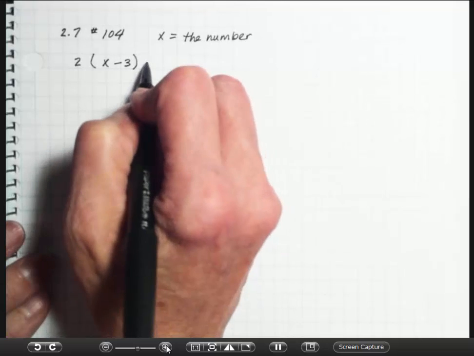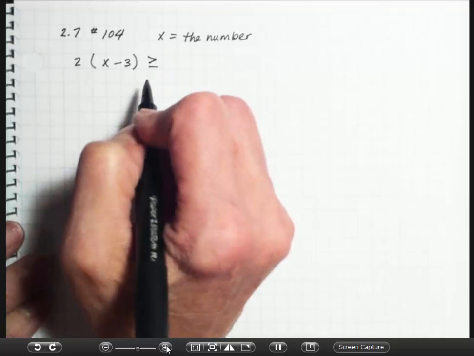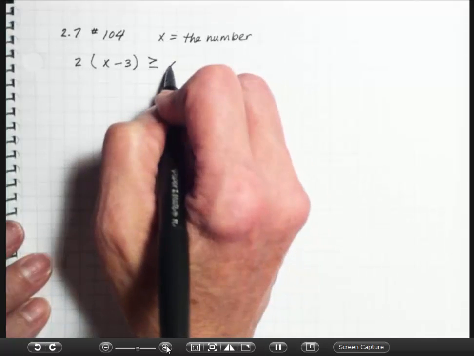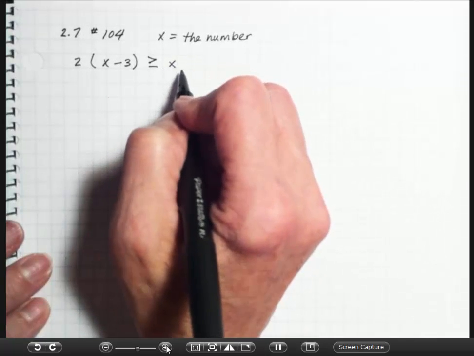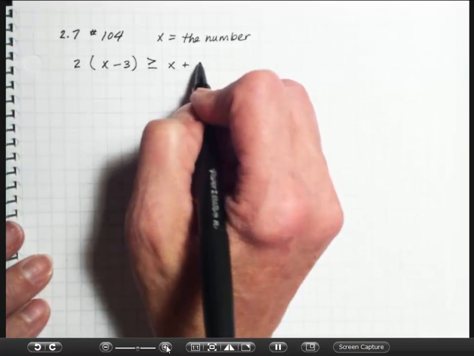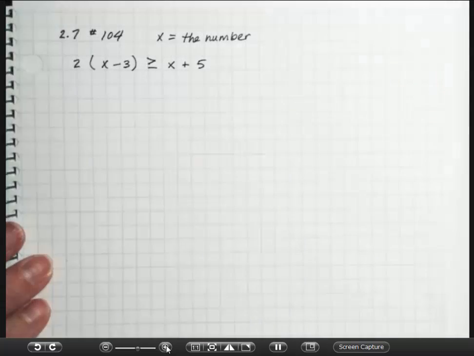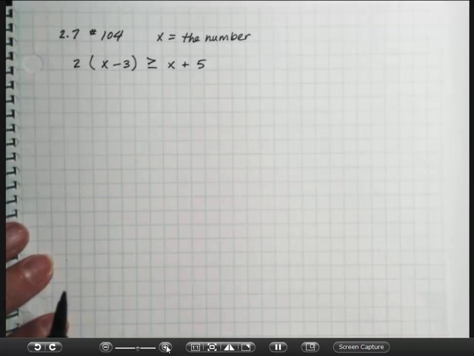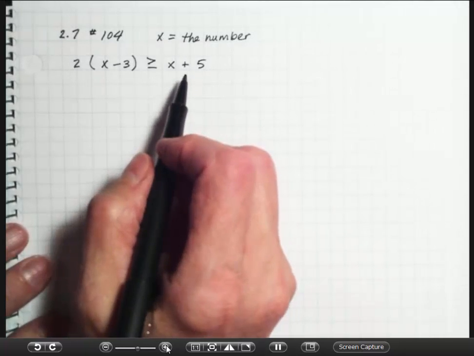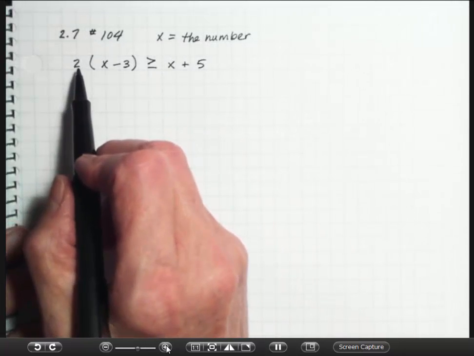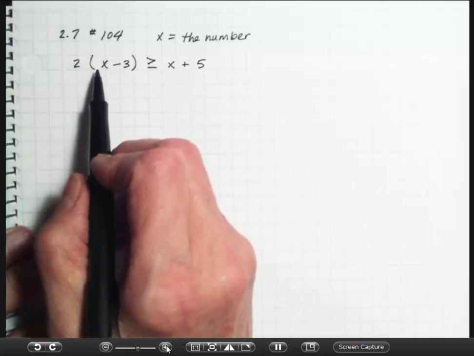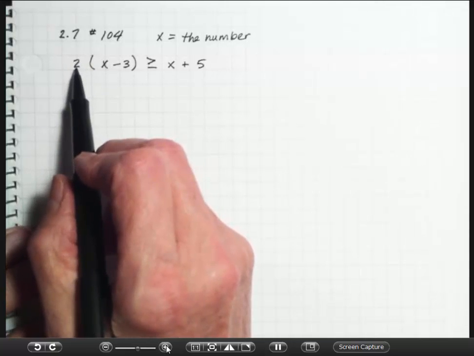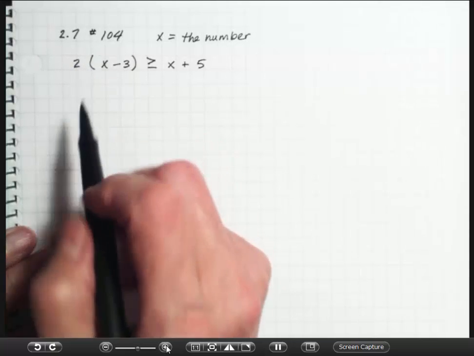And that's going to be greater than or equal to the number, which is x, increased, that means by adding 5. And then we're asked to find all solutions. So this is the tough part of the problem. I think the hardest part is the beginning where it says twice the difference of a number and 3. So we have to remember that we're going to be multiplying 2 times this difference.